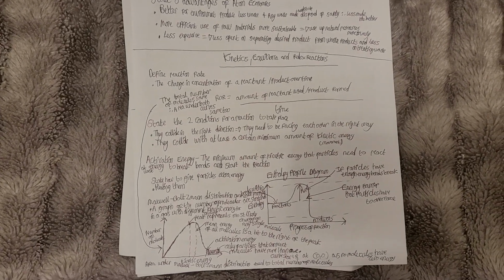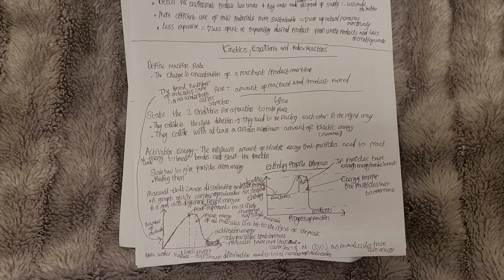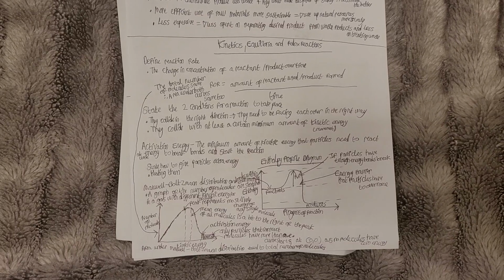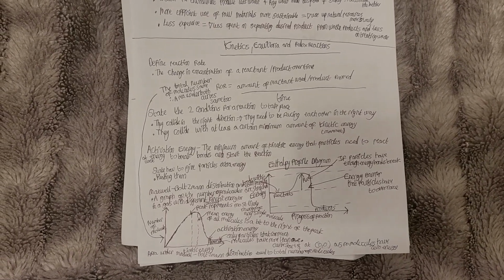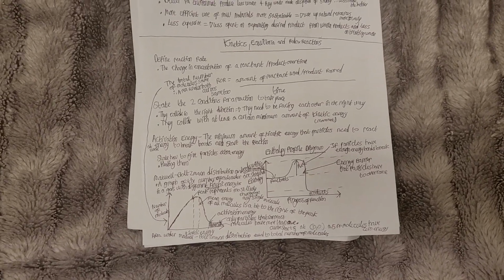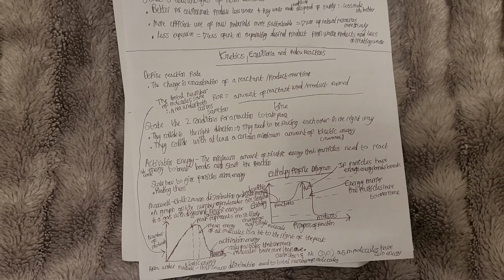Activation energy: the minimum amount of kinetic energy that particles need to react, they at least need to have this energy to break bonds and start the reaction. Say I have to give particles extra energy, by heating them. Maxwell-Boltzmann distribution curve: a graph of the number of molecules in a gas with different kinetic energies.